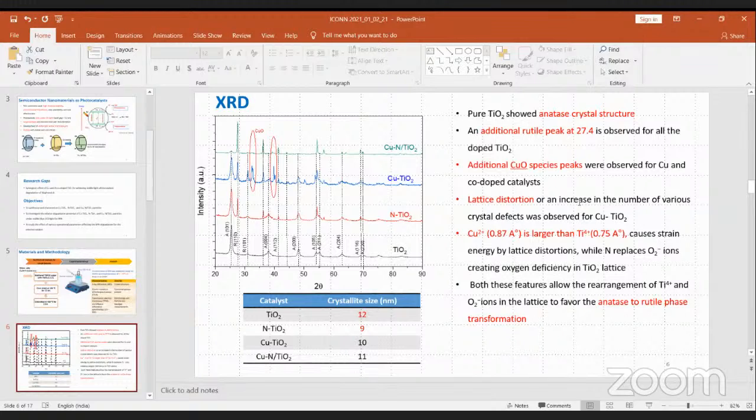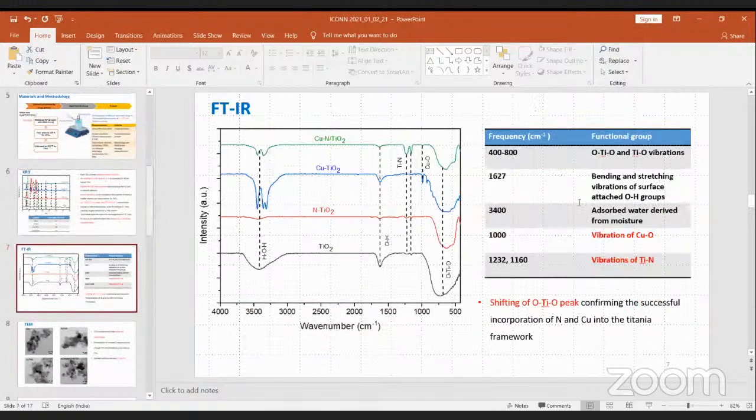And crystallite size was calculated by Bragg's equation, and TiO2 was showing maximum of 12 nanometer and NTiO2 of 9 nanometers. Coming to the FTIR results, all the catalysts have shown characteristic peaks for the TiO2 catalyst, whereas additional peak for TiN and CuO has been observed for nitrogen and co-doped and copper catalyst. And there is a shifting of OTiO peak confirming the successful incorporation of nitrogen and copper into the titanium framework.